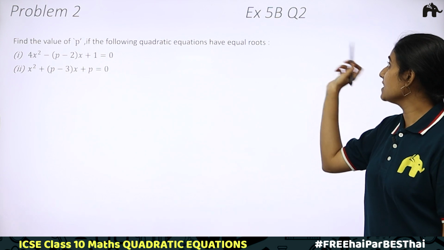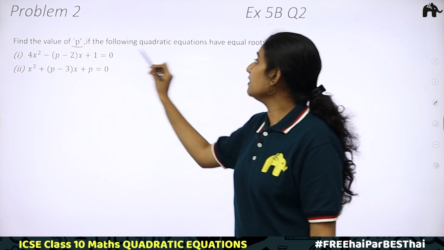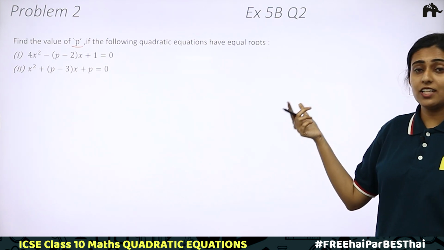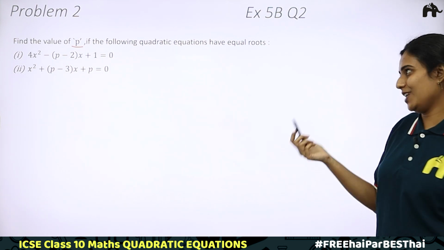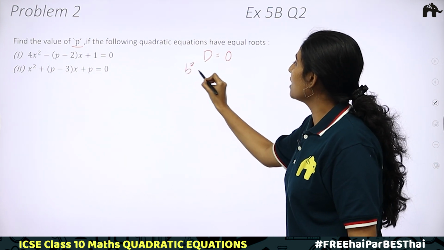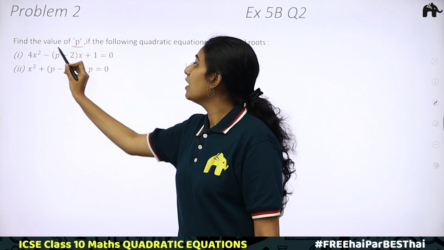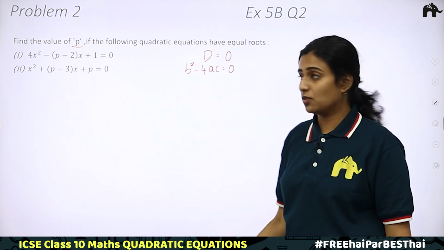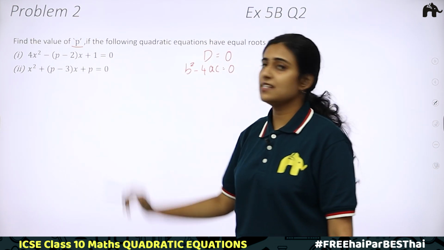Problem number 2. Question number 2 of exercise 5B. Find the value of P if the following quadratic equations have equal roots. Okay, given the quadratic equations have equal roots. When do we get equal roots? When the discriminant is equal to 0. D is equal to 0. That is B square minus 4AC is equal to 0. The first question is 4x square minus (P minus 2) into x plus 1 is equal to 0. Second, x square plus (P minus 3) into x plus P is equal to 0.